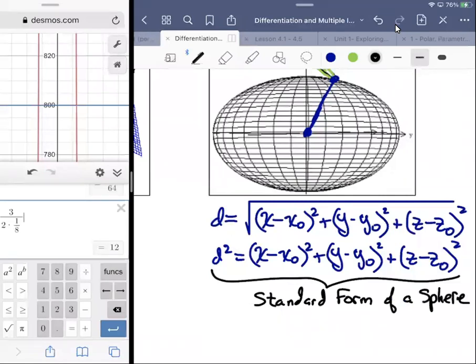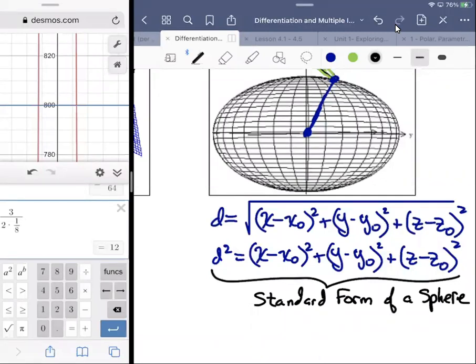All right. So the distance formula, in two dimensions, can be thought of as the radius of some arbitrary circle with the form x minus x sub o squared plus y minus y sub o squared equals r squared. In three dimensions, the standard form of a sphere and the distance formula related to a sphere would be the same idea.